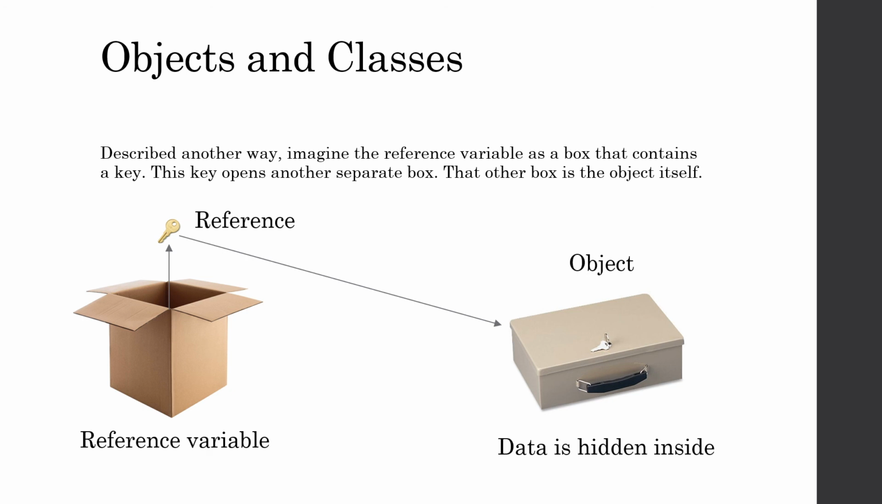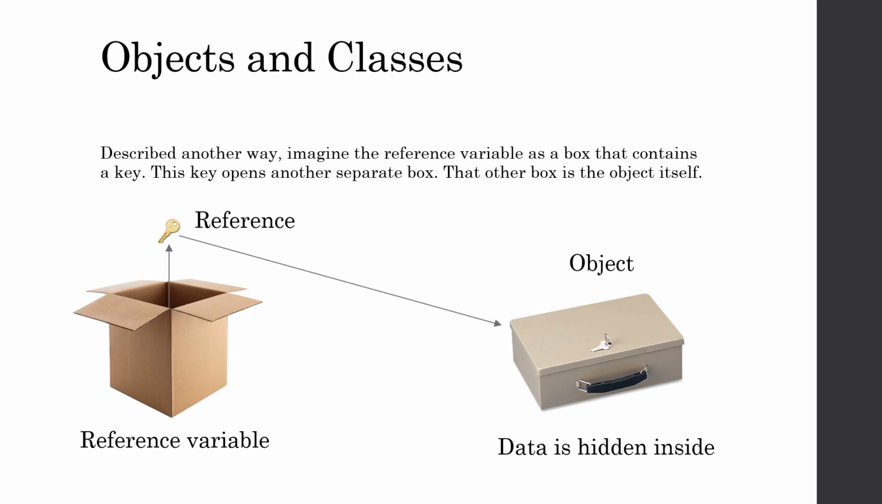So if we were to describe this another way, we could imagine that the reference variable is, if we're describing it as a box, so we're going to refer back to that box analogy that we used back when we were talking about variable declarations. We could describe a reference variable as being a box that contains a key, and this key is going to be used to open another separate box, and that other separate box is going to be the object itself.